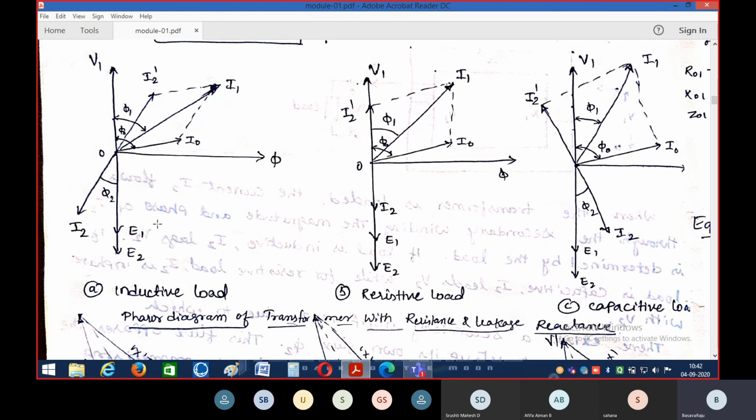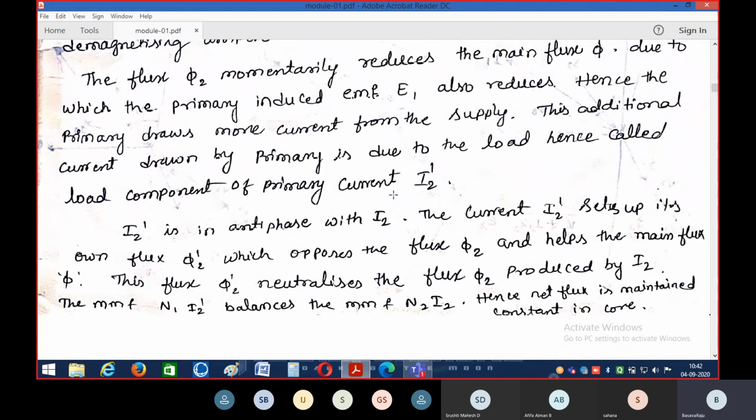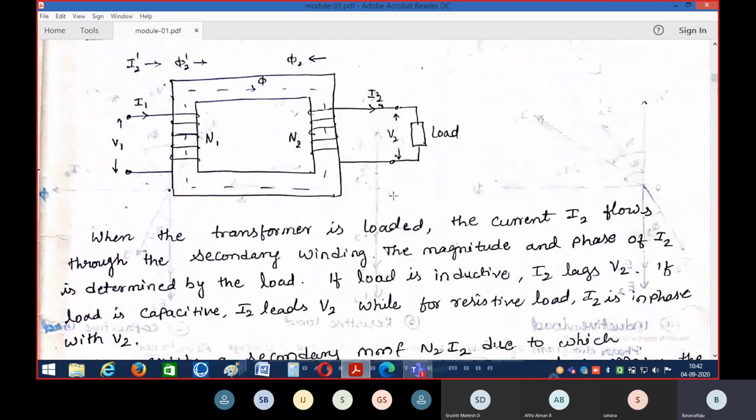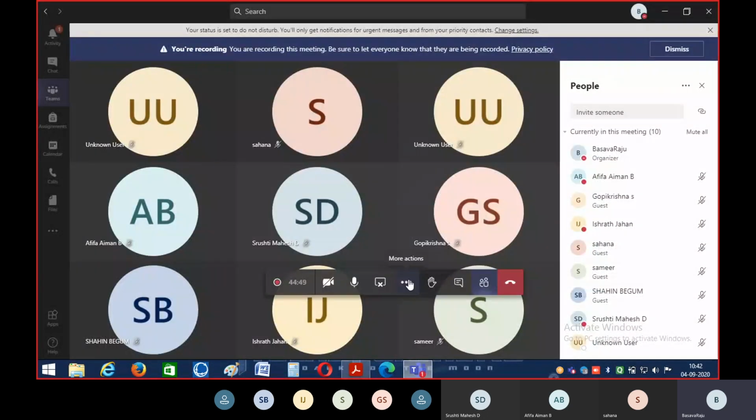So this is about the vector diagrams, how we develop them during the transformer on load condition, and this is the analysis which is carried out during the transformer on load condition. If you have any doubt, I will just stop the recording, and you can ask me.